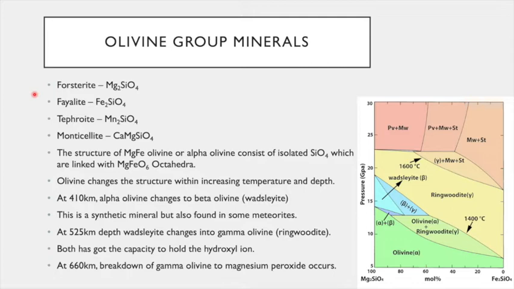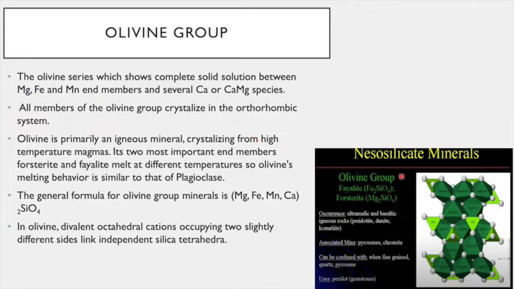The structure of magnesium iron olivine, which is also known as alpha olivine, consists of isolated silicon tetrahedra, which are linked with magnesium iron oxide octahedra. That's what I showed you in the previous diagram. This one. This is the octahedron of magnesium iron, and this is the silicon tetrahedron. They are linked together.